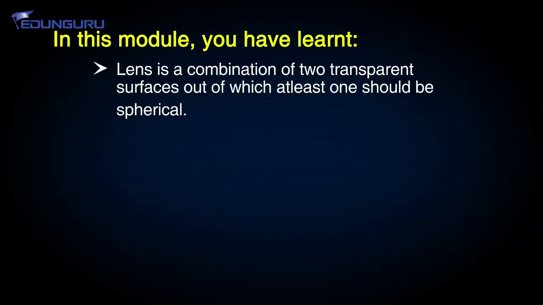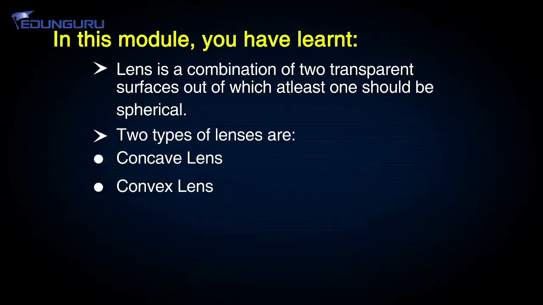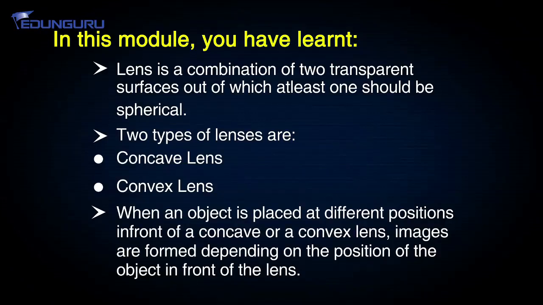Dear children, in this module, we studied about lenses and their properties. First thing is, lens is a combination of two transparent surfaces out of which at least one should be spherical. Also, we studied about two types of lenses, that is concave and convex. We also studied that when an object is placed at different positions in front of a concave or convex lens, images are formed depending on the position of the object in front of the lens.